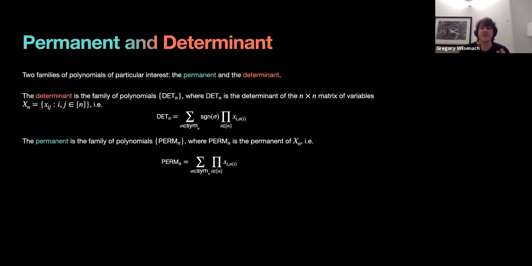The permanent looks very similar, and I'm not sure how many people have even heard of it. It's not anywhere near as ubiquitous as the determinant. And it's defined in the same way. Again, we have for each n a polynomial perm n, which is defined over an n by n matrix of variables. But here, the real difference is just that we skip out the whole sign thing. So there's no plus or minus one floating around.